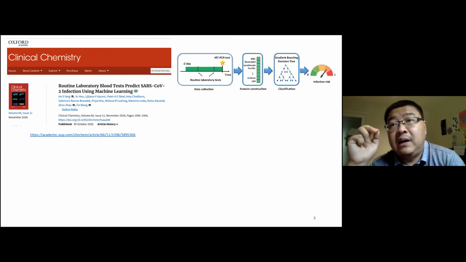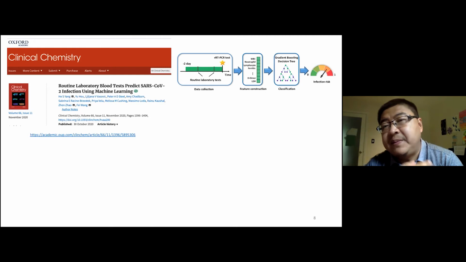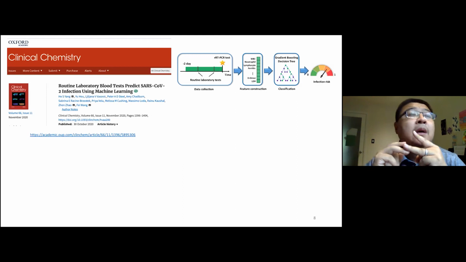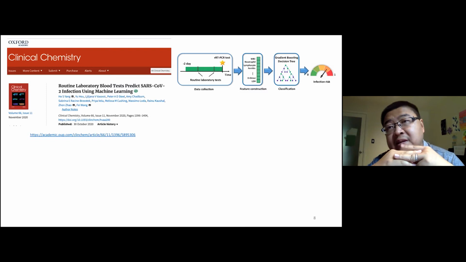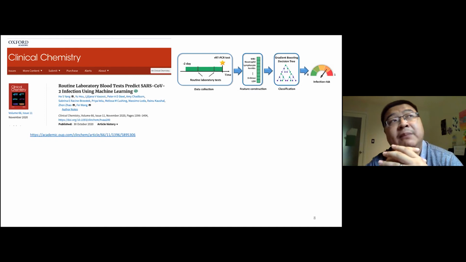So here's our pipeline, using data from March, April last year for the patients who took the RT-PCR test at New York Presbyterian Hospital. We take the routine blood tests, because when these patients are tested for RT-PCR, they typically take a set of associated routine blood tests as well to check for other potential abnormalities. So we collected the routine blood tests of the patient within 2 days before he or she took the RT-PCR test. And then we form a vector representation of the patient, with every dimension representing a particular routine blood test, like the white blood cell count, neutrophil, lymphocyte, ferritin, and so on and so forth.